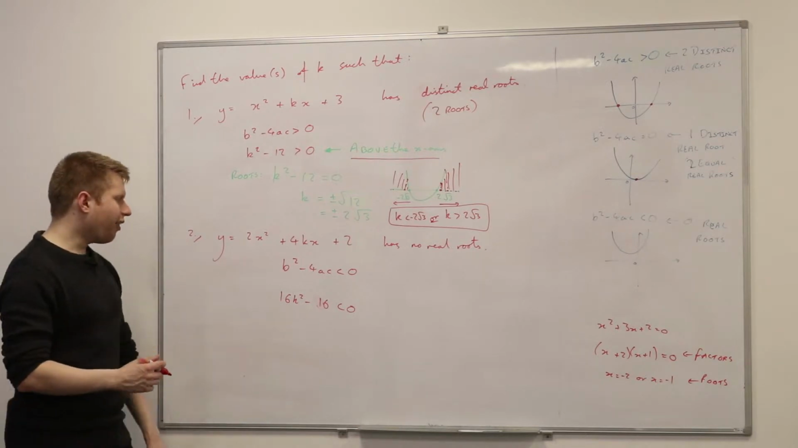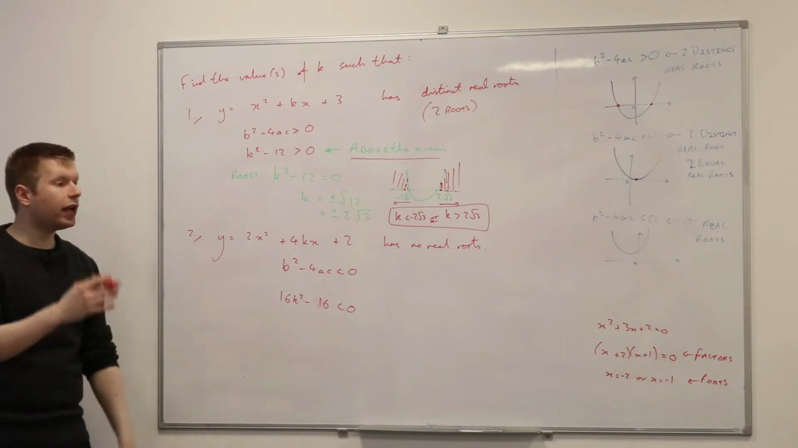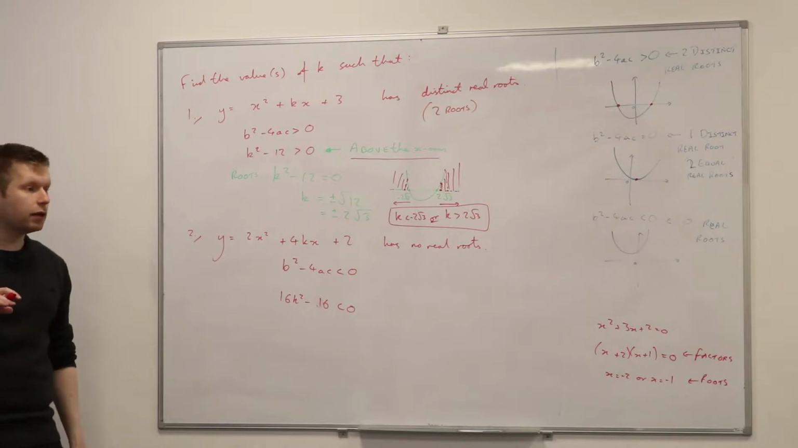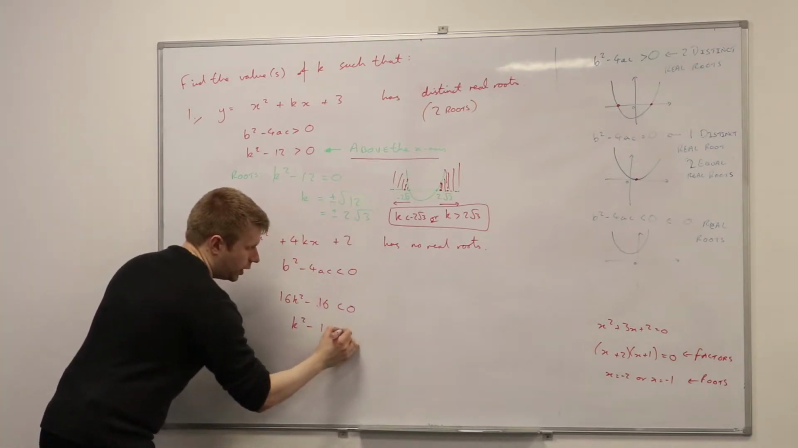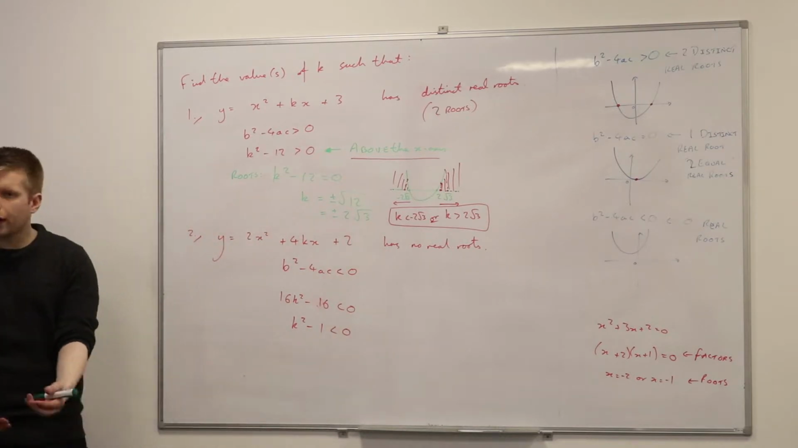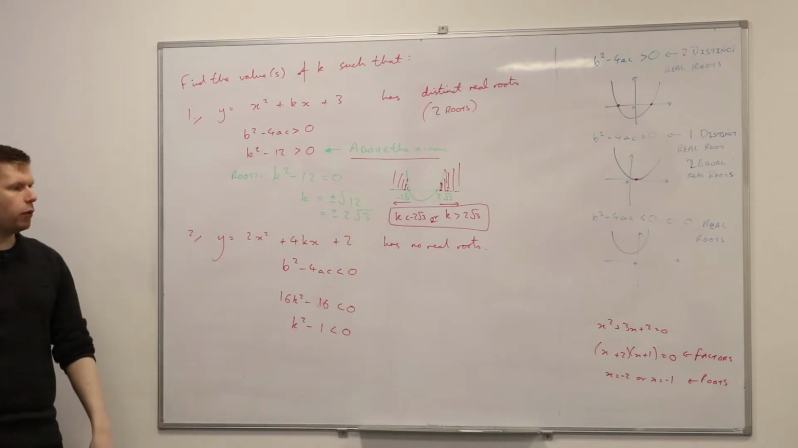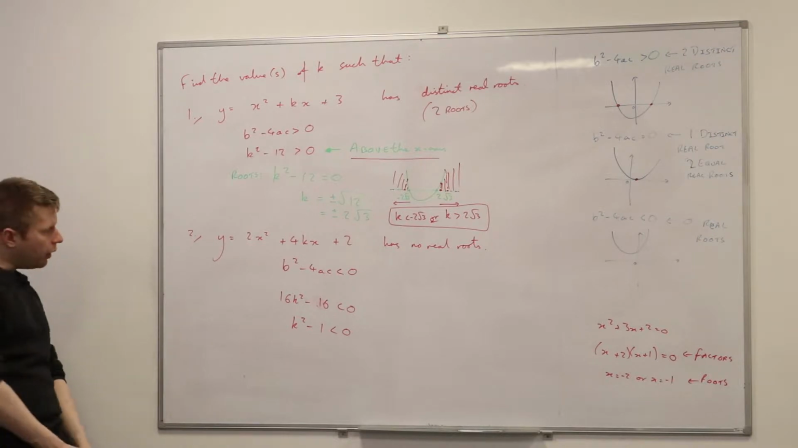Now are you happy that here I could divide through by 16? Get rid of that 16 there. So I can say k squared minus 1 has got to be less than 0. Just tidy it up, make it a little bit simpler. You don't have to, but I would.